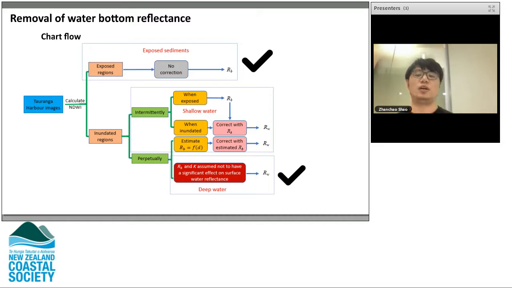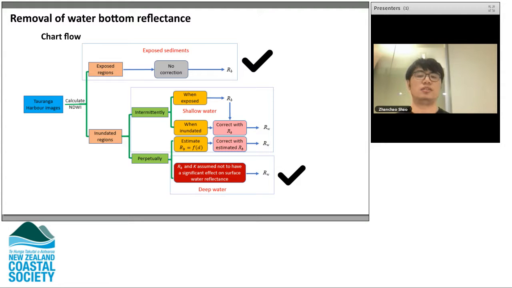So when they are at low tide, we can directly get the remote sensing reflectance of the water bottom. But for the perpetually shallow waters, they're always underwater. We cannot get it directly. So we have to estimate the water bottom reflectance under these conditions. Here, we build a regression between the particle size and reflectance to finish the estimation.